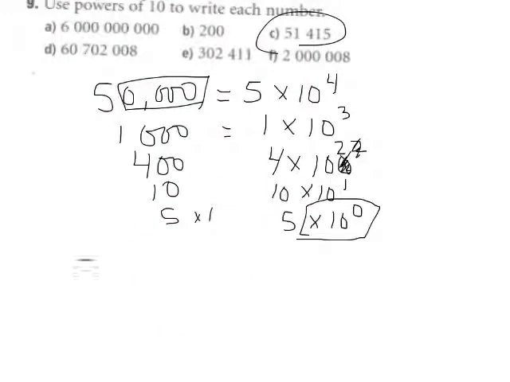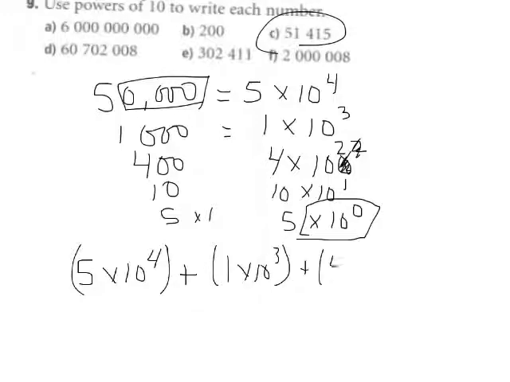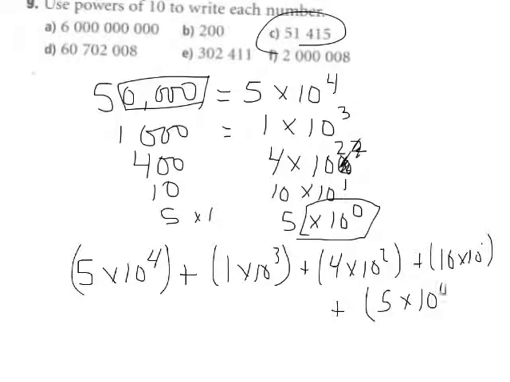And this will be 5 times 10 to the power of 4, plus 1 times 10 to the power of 3, plus 4 times 10 to the power of 2, plus 10 times 10 to the power of 1, and I should have written smaller, apologize for that, plus 5 times 10 to the power of 0.